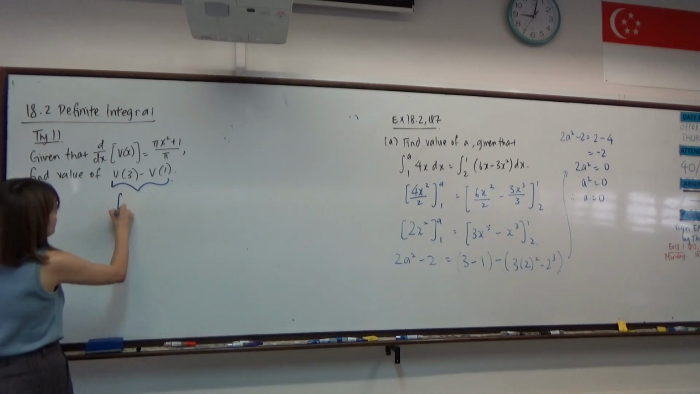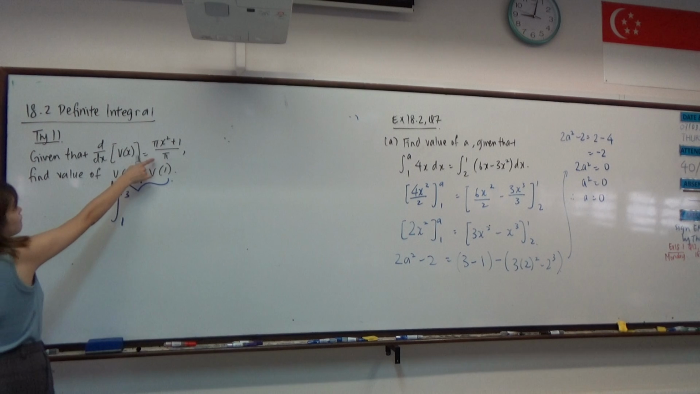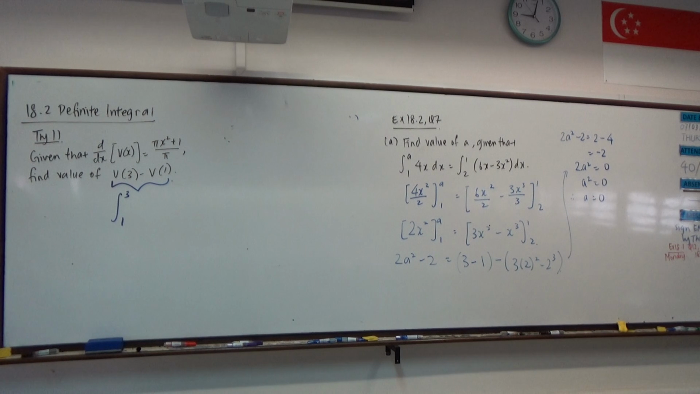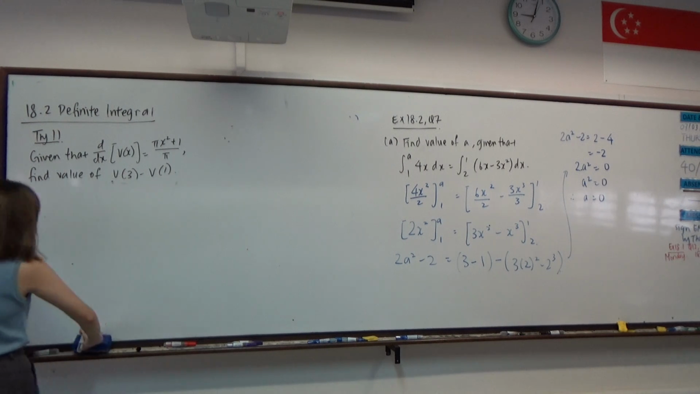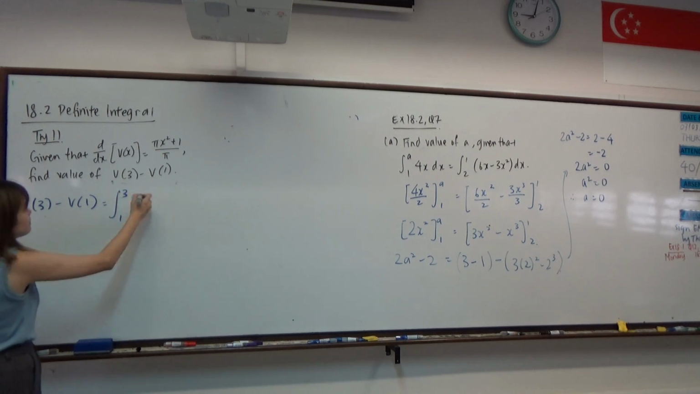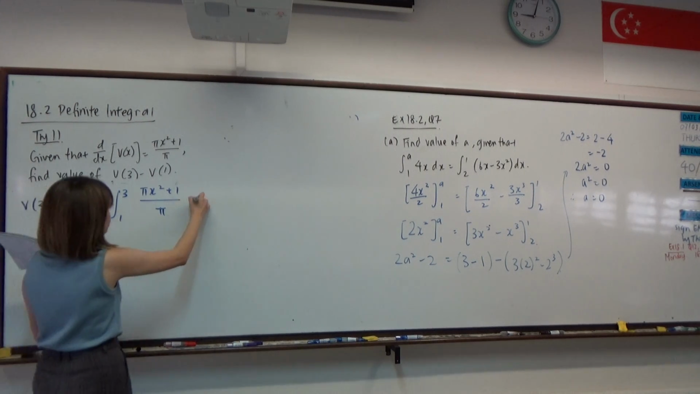So we are looking at integrating something with a lower boundary of 1 and an upper boundary of 3. But then what is it that we are going to be integrating? We will be integrating the function that's given over here. Because upon integration of this one, we will be getting back the function V(x). So if I were to integrate between 1 and 3, I will be able to find out the value of what I want. So V(3) minus V(1) will be the integral from 1 to 3 of pi x squared plus 1 over pi dx.